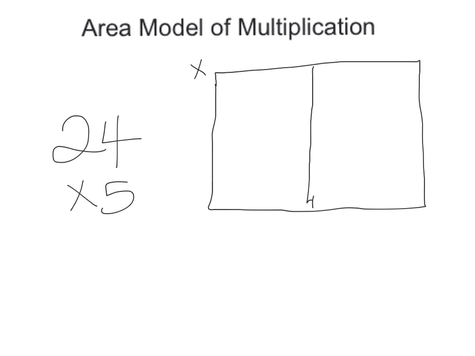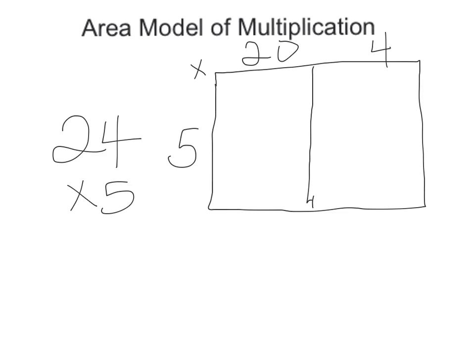24, and we broke that up using place value. So 24 is 20 and 4 ones. And then we are multiplying by 5. Since that's just a 1-digit number, we're not going to break this window pane horizontally. We just have it broken up into 20 and 4 and 5 over here.